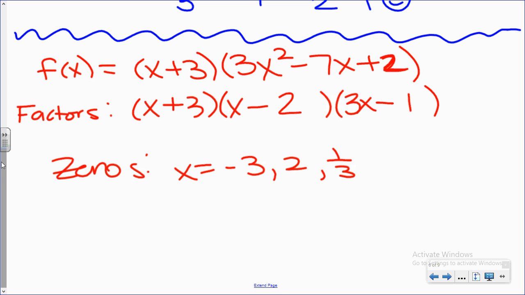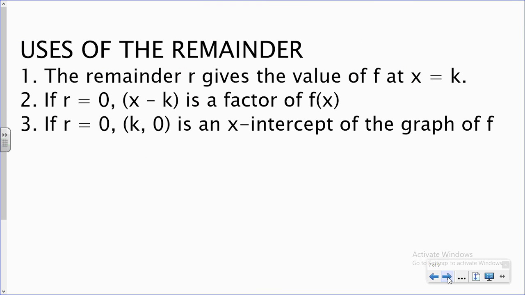All right. Don't write this down because you already have it written down in 2 different places, but this is just a reminder. If we know the remainder, we know 3 things. The remainder gives us the function value. If the remainder is 0, we have a factor. And if the remainder is 0, we have an x-intercept. We have a 0.